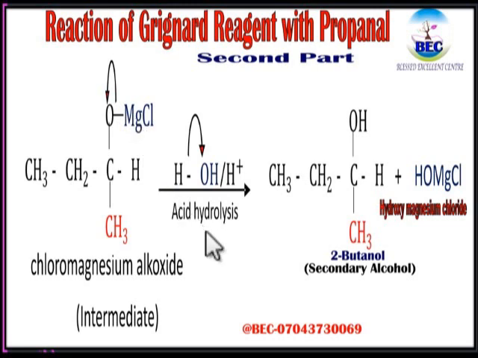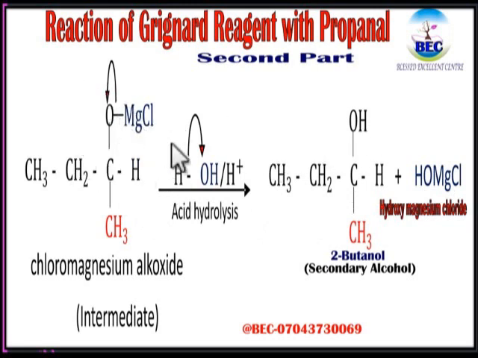The next thing is for them to exchange their charges. Now the hydrogen here that is positively charged will be attached to this oxygen that is negatively charged, and that leads to the formation of this OH. Then this OH that is negatively charged will be attached to this MgCl that is positively charged, and that leads to the formation of HOMgCl, and that is hydroxy magnesium chloride. It's actually a byproduct of the reaction. Okay, so when you attach this H to this O, you have OH here.